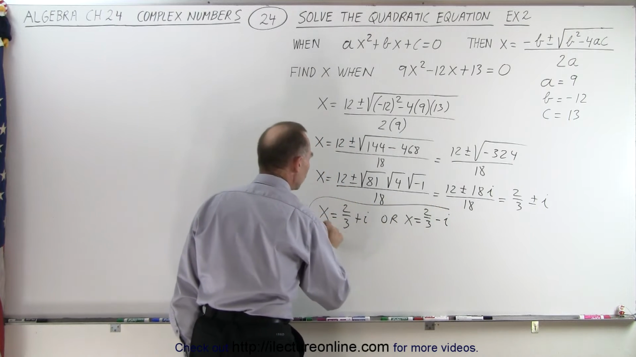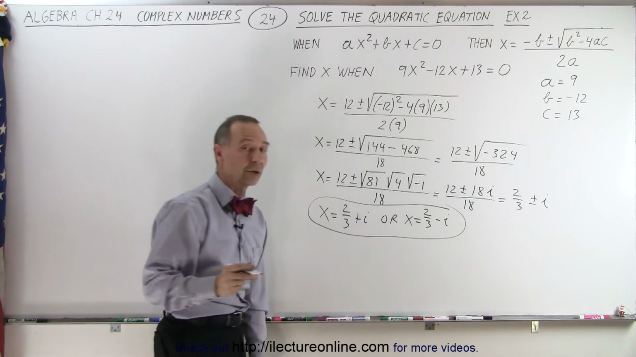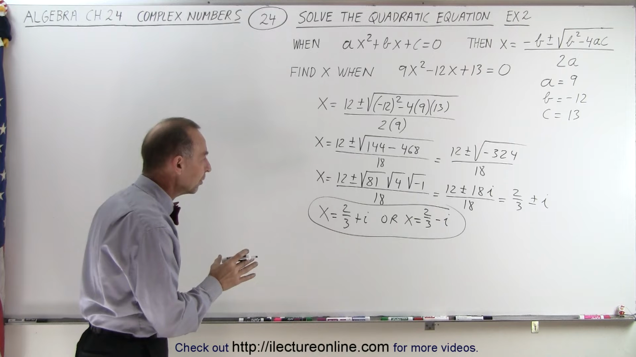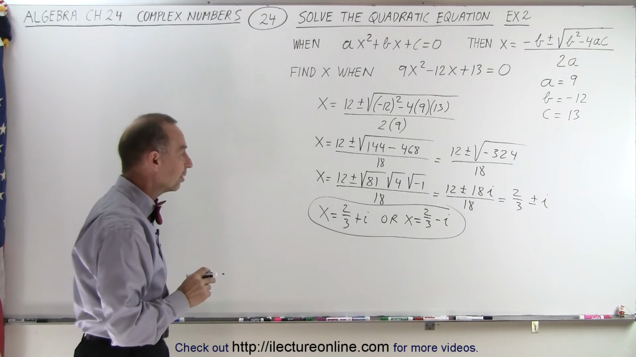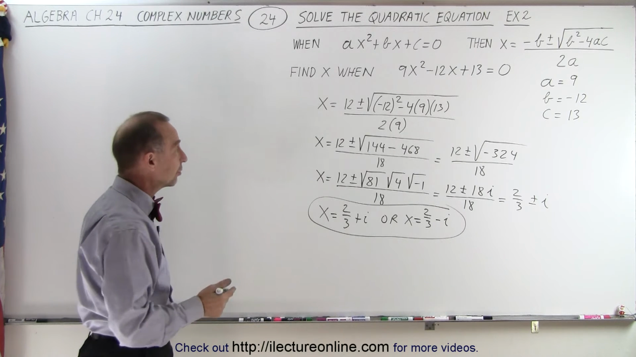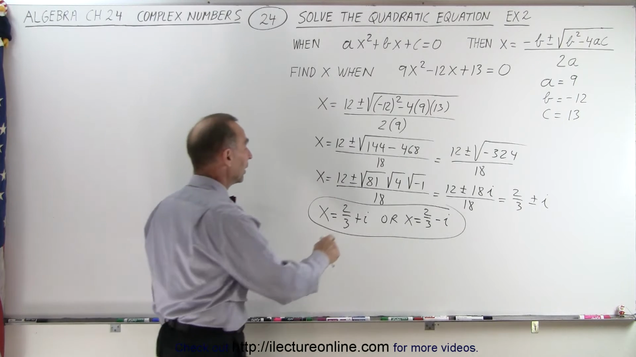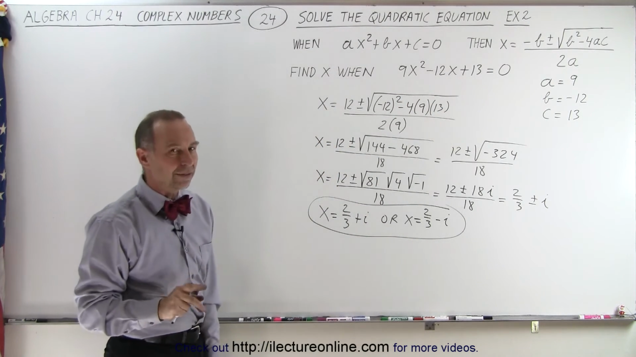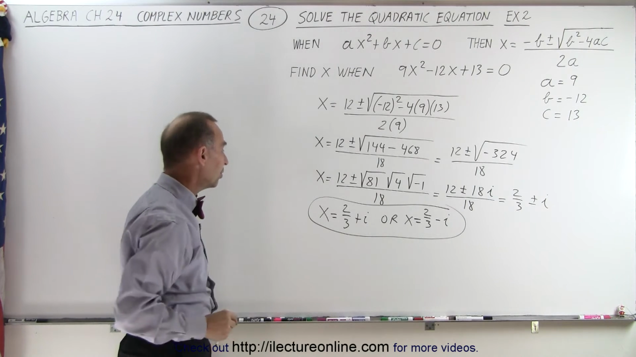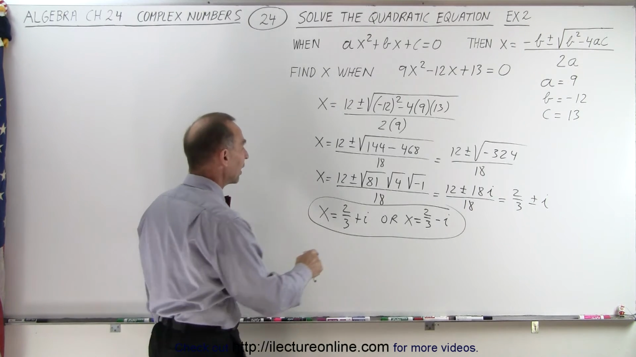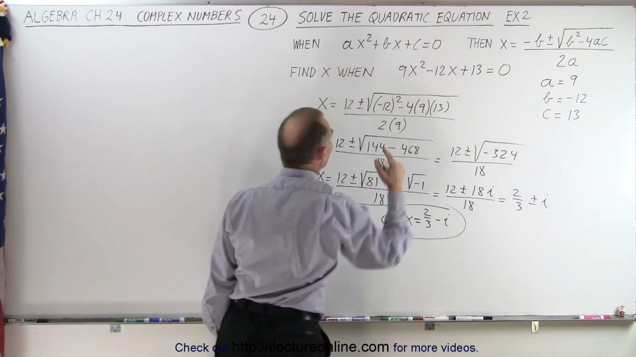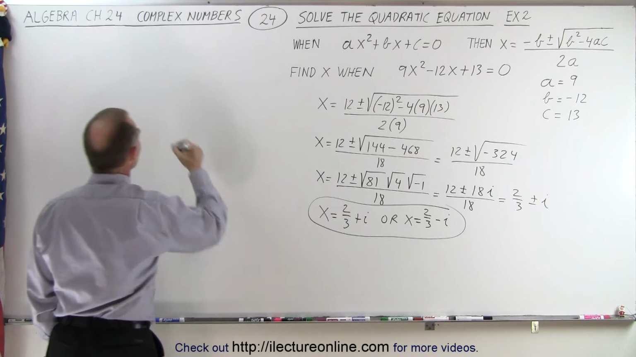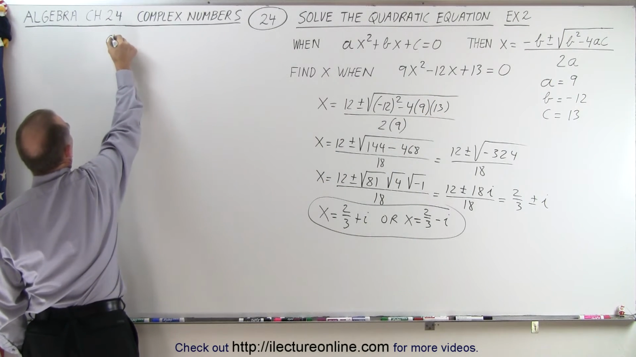So these are the two possible solutions for that equation. Notice both of them are complex numbers. That's why we need complex numbers. Supposedly, when we plug these back in the original equation, the left side will equal the right side. And now the numbers are simple enough where we can probably do that. So let's go ahead and plug that into our original equation to see if the left side equals the right side.